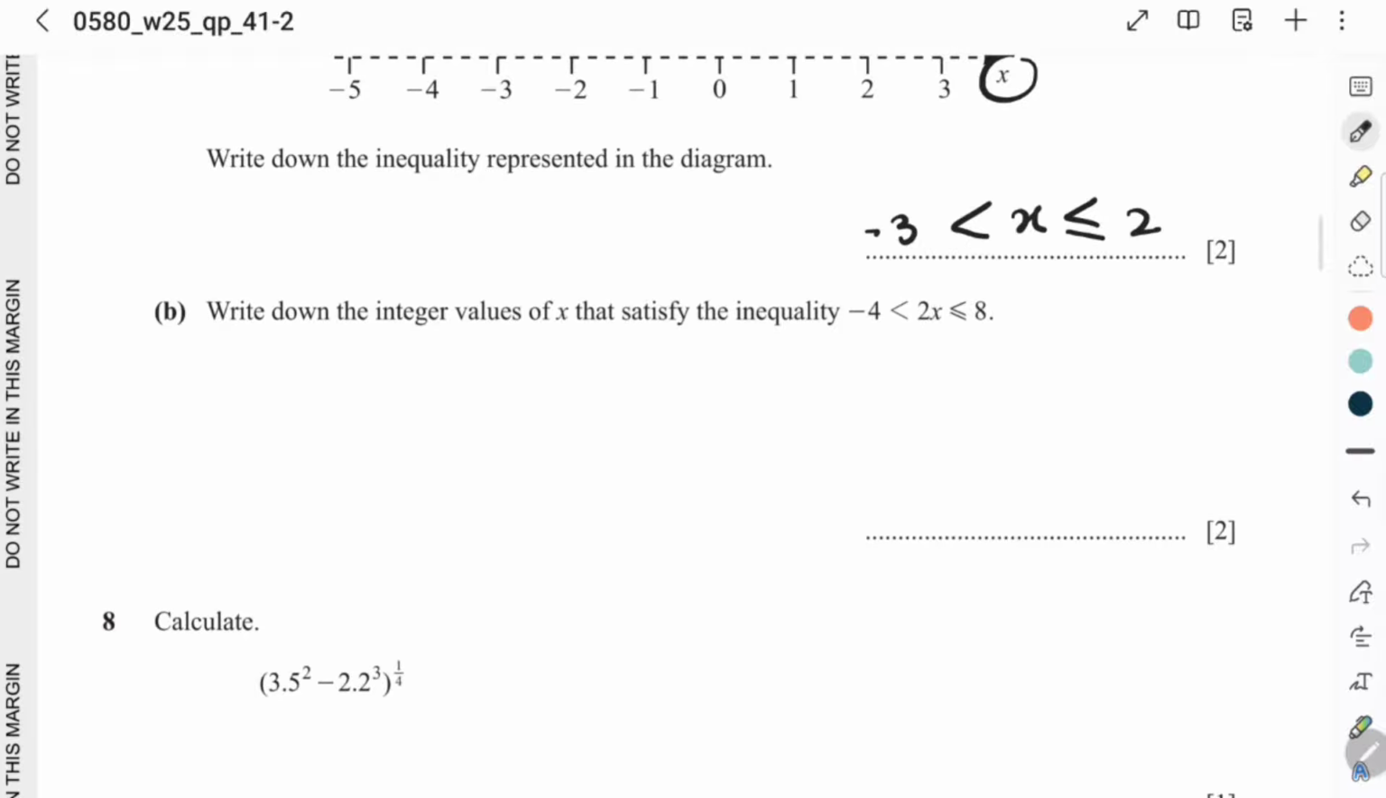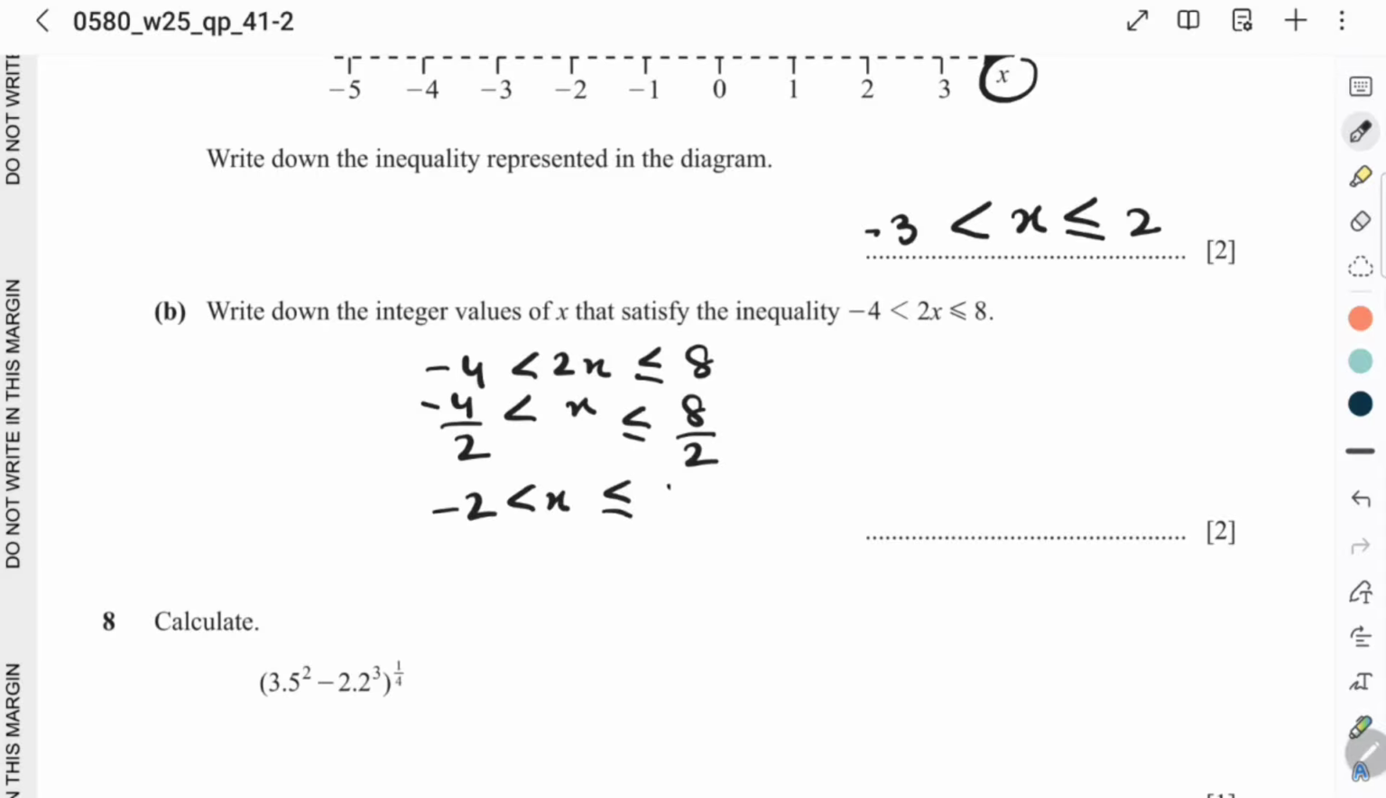Write down the integer values of x that satisfy minus 4 is less than 2x is less than equals to 8. You have to find out the answer for this one. Minus 4 is less than 2x is less than equals to 8. X is less than, divide by 2 to this side as well. So that will be equals to minus 2 is less than x is less than equals to 4.